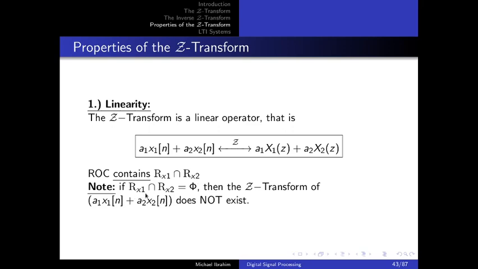Of course, if the intersection is phi, which is the empty set, there is no intersection, we say that the Z transform of this linear combination does not exist. And we have seen a similar situation in a previous example when we had a two-sided sequence and we were trying to compute the Z transform. At some point we had a situation where the regions of convergence do not intersect, or the intersection is phi. Then we said that the Z transform does not exist.